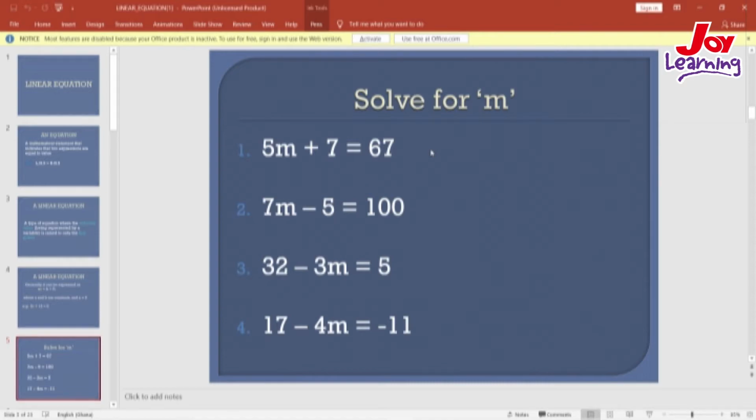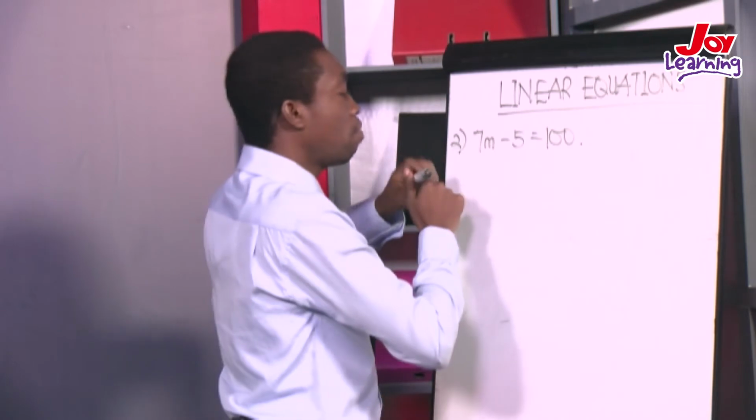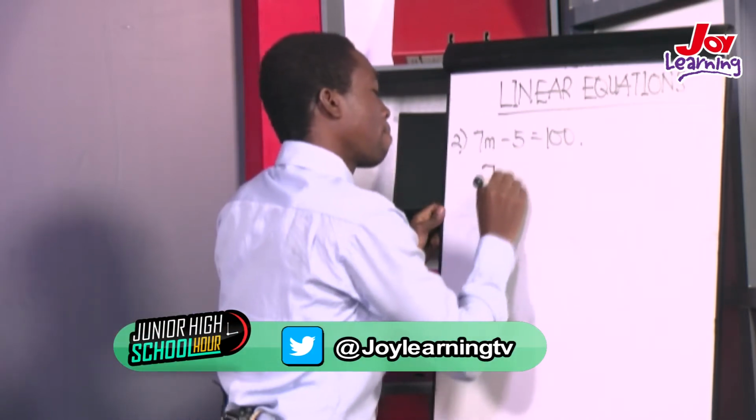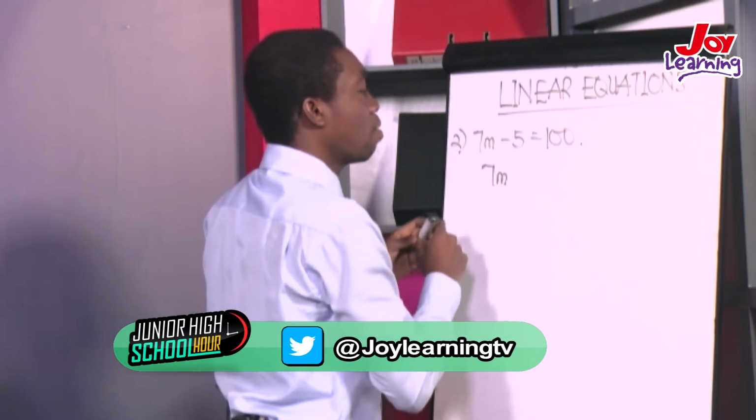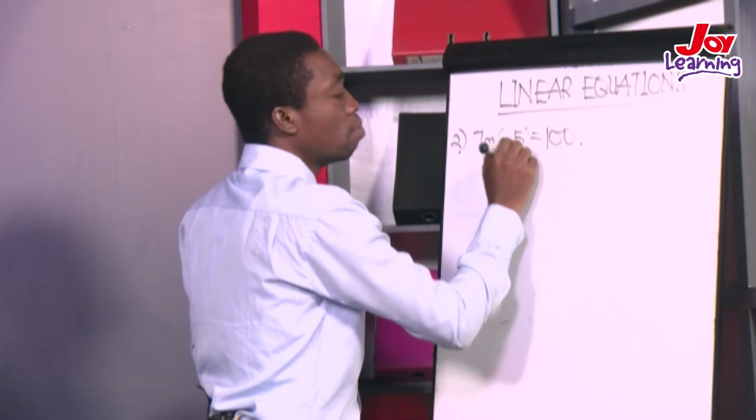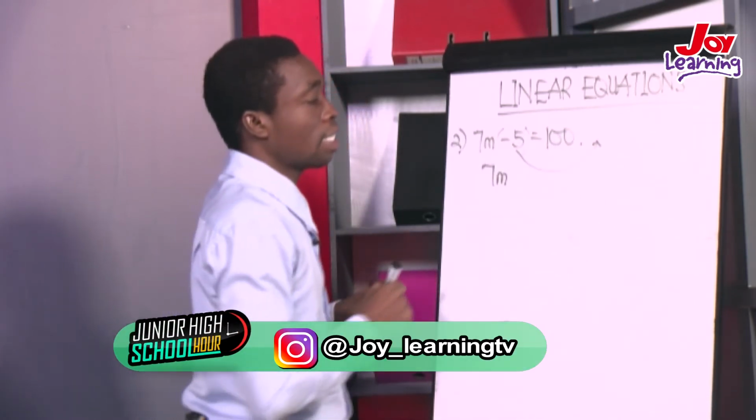Very similar to the first one. We want m to stand alone, so everything around m has to move, starting with what is here. We have 7m minus 5 equal to 100. Now negative 5 is what is here, and you want it to move to the other side of the equation, that's the right hand side.